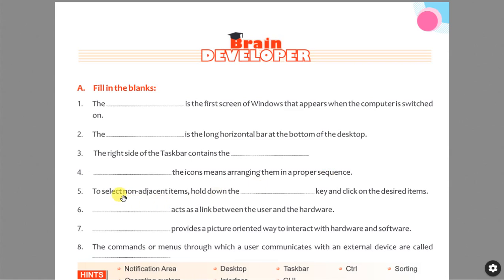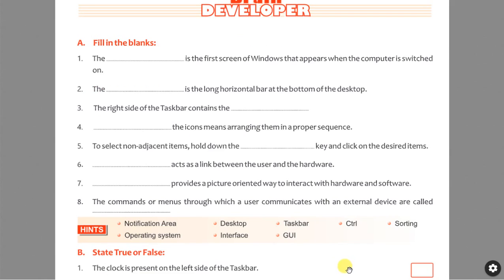Fifth question, to select non-adjacent items, hold down the dash key and click on the desired items. Answer is control. In the hint, CTRL is given. So the CTRL means control key. To select non-adjacent items, hold down the control key and click on the desired items.